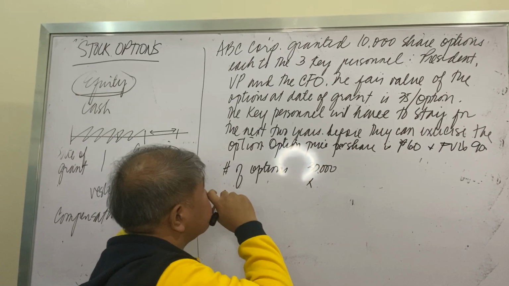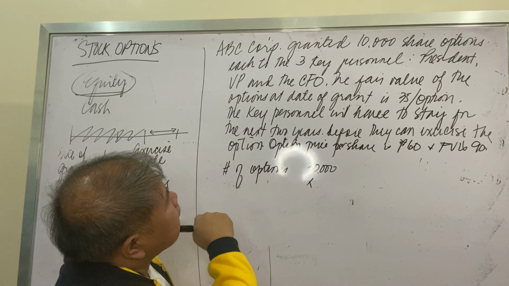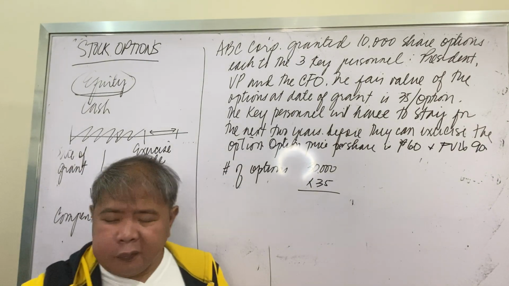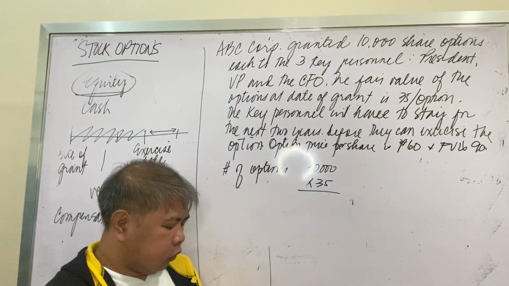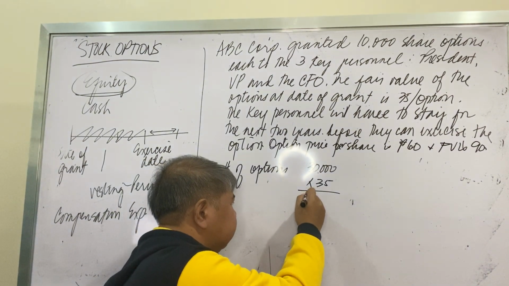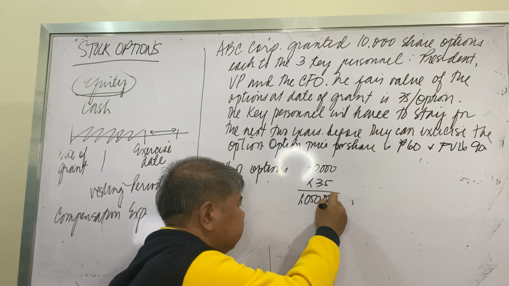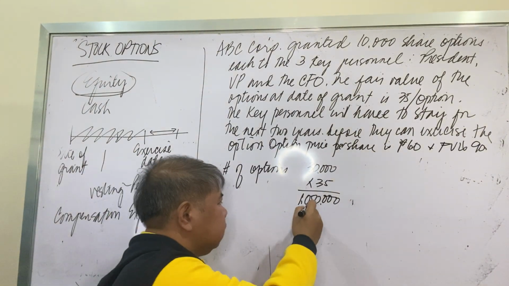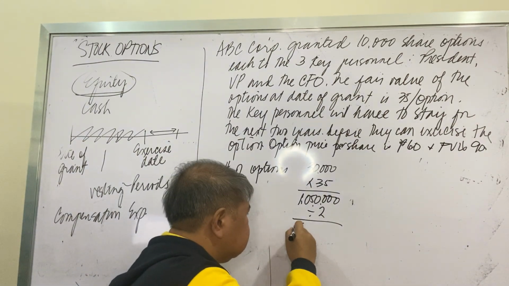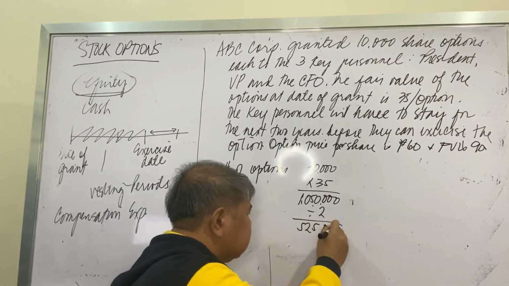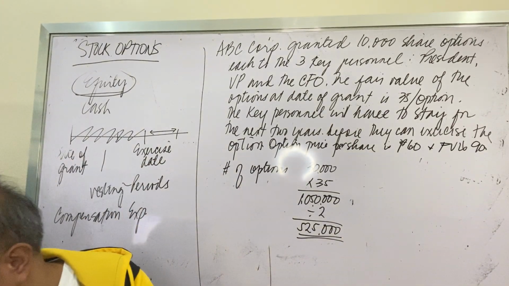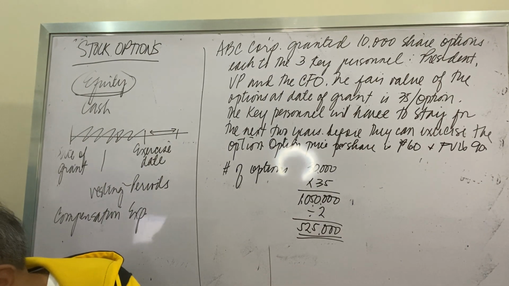Times the fair value of the option at the date of grant, which is 35. Therefore, how much is the fair value of the options? It's 30,000 times 35. So this is 1,050,000. Now the 1,050,000 will be vested over the next 2 years, so this is 525,000. This is the amount of compensation expense that we have to record in the books for each of the next 2 years, to recognize the share options.